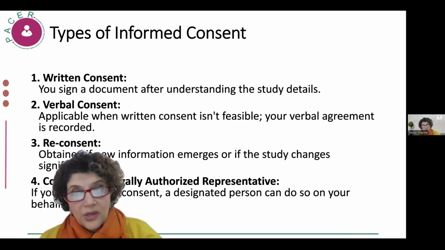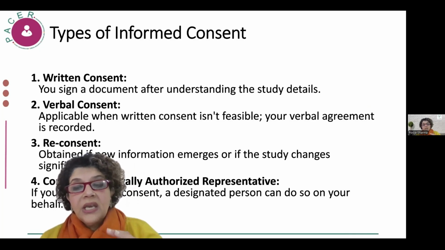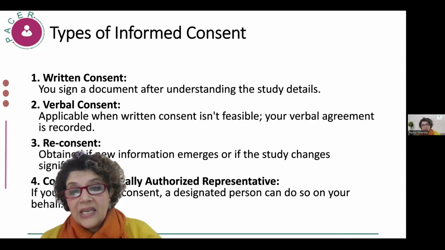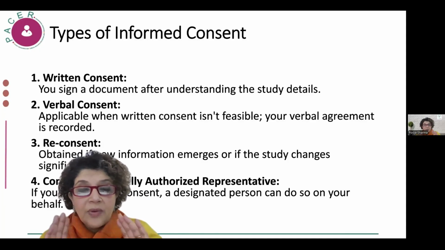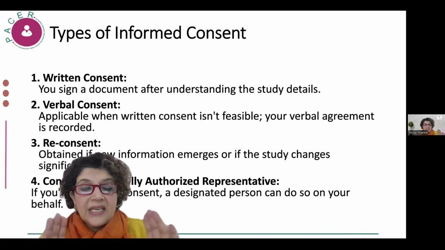Sometimes if you are not able to give consent, that means you are unconscious or you are young in age or you are of a mental condition where you cannot give consent, a designated person who is a legally authorized representative can do so on your behalf. This can be, in our Indian setting, ideally either the spouse or the son or daughter, but you have to be very clear to understand that in case there is a person whom the participant has identified as his legally authorized representative, then that is the person who must sign the consent here.